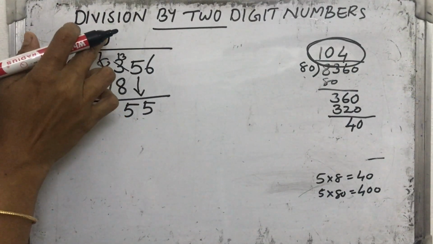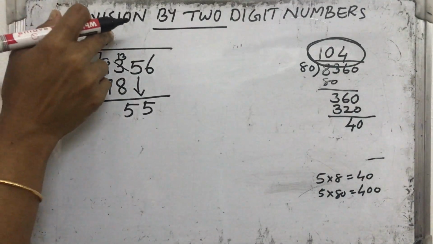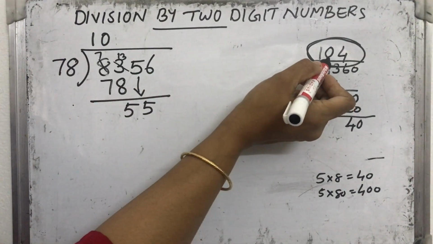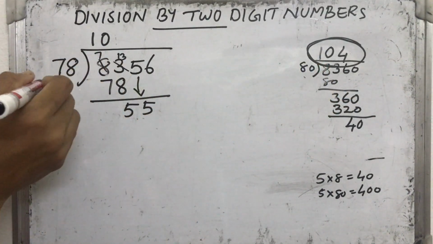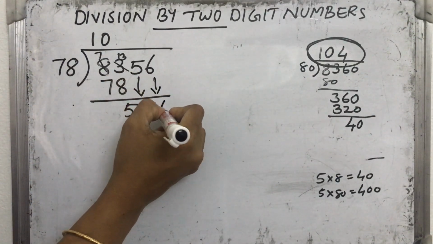We want to put 0. 55 divided by 78 is not possible, so we insert 0 in the quotient. Here you can see the same number. And next, bring down the next digit, 6.